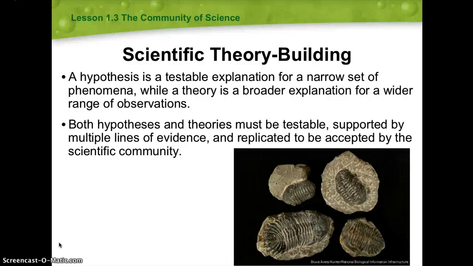What is a scientific theory? A hypothesis is a testable explanation for a narrow set of phenomena, while a theory is a broader explanation for a wider range of observations. Both hypotheses and theories must be testable and supported by multiple lines of evidence, and they must be able to be replicated to be accepted by the scientific community.